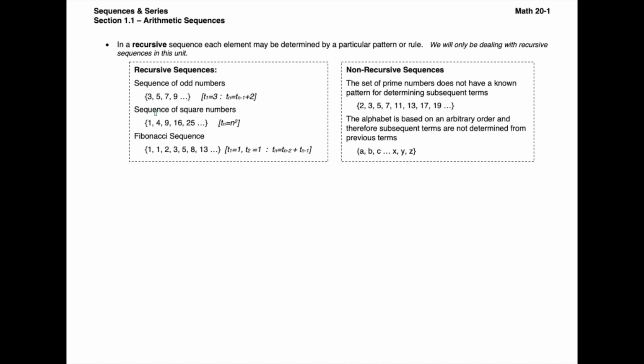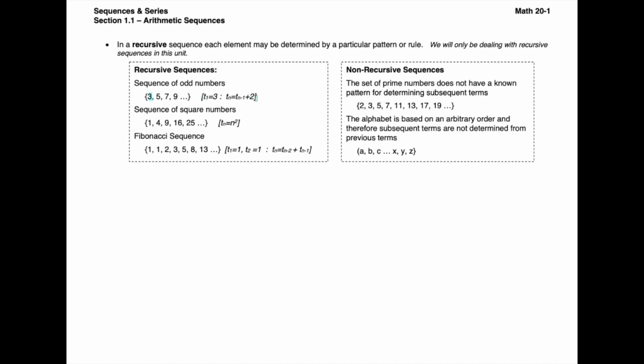We could look at the sequence of squares: 1 squared, 2 squared, 3 squared, 4 squared, 5 squared. Or we could look at something like the Fibonacci sequence, which is a fairly common one as well, where we just add the two previous terms. So 1 and 1 is 2, 1 and 2 is 3, 2 and 3 is 5, 3 and 5 is 8, 5 and 8 is 13. If you just add the preceding two terms, you can generate the next one. These are all recursive because as long as you know the pattern, you can generate all of the other terms.